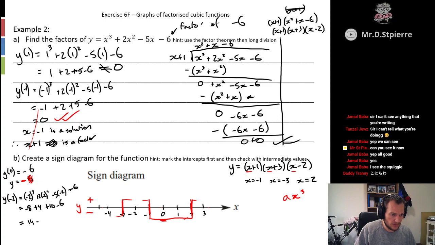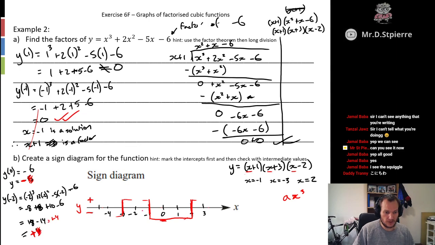I've done something wrong there. Yes, -2 squared is 4, times the 2 is 8. Yeah, there we go, that's better. 18 minus 14 is equal to +4. Okay, and just like before, we don't really care about the number. We care is it positive or negative. We got a +4.